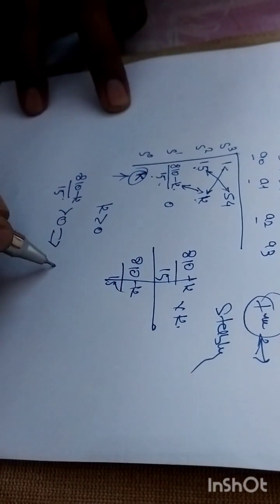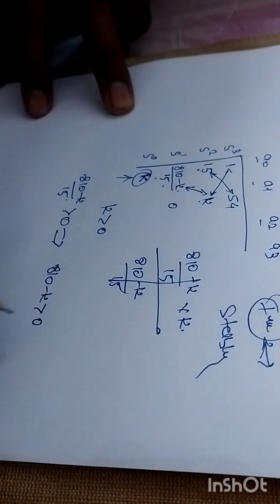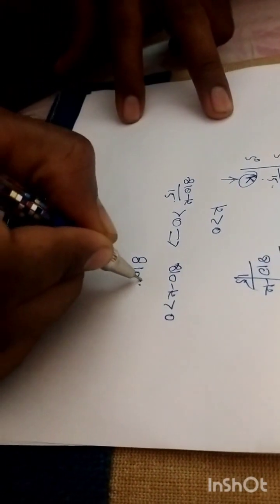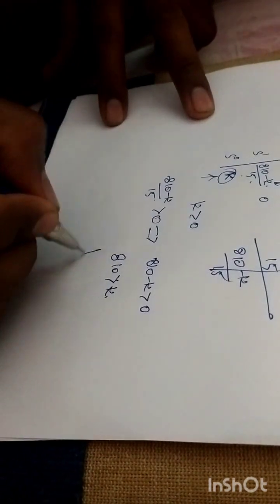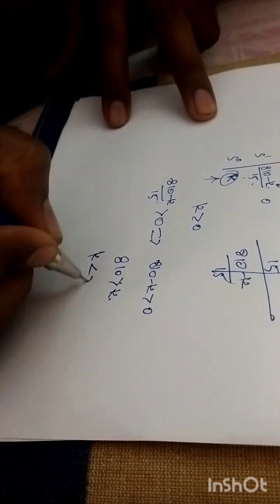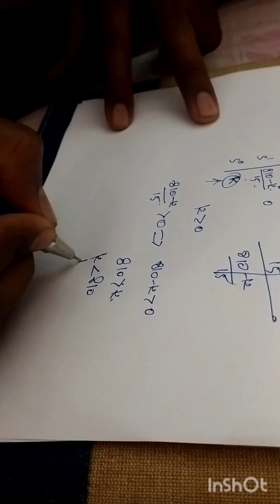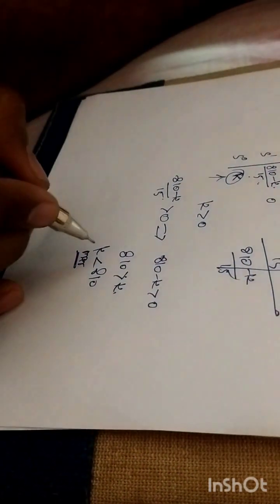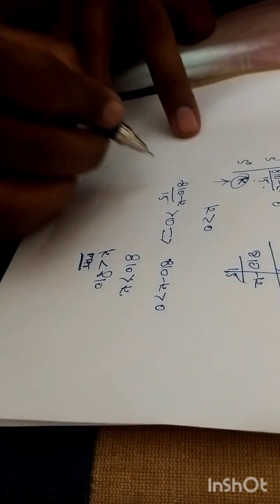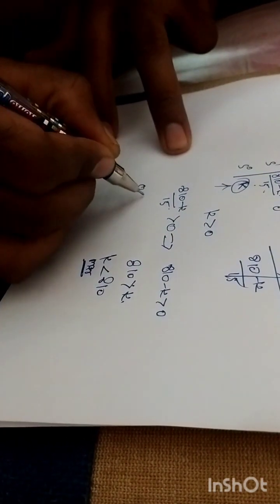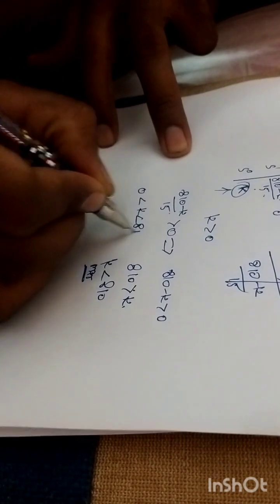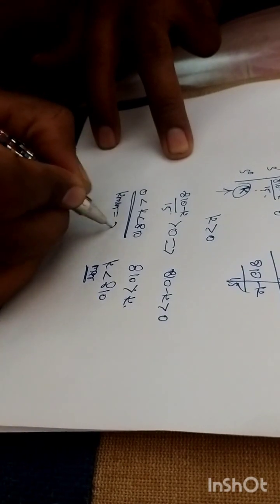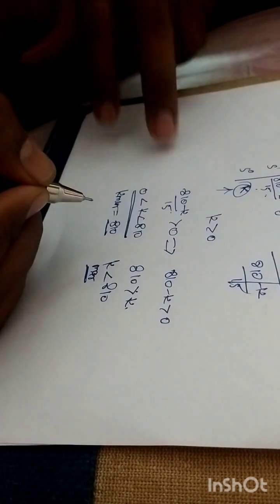So 810 minus k, this whole quantity should be greater than 0. So we can write k should be less than 810. 810 is the marginal value of this k. So the desired value of k for stability is that k should vary between 0 and less than 810. So the marginal k is nothing but 810.